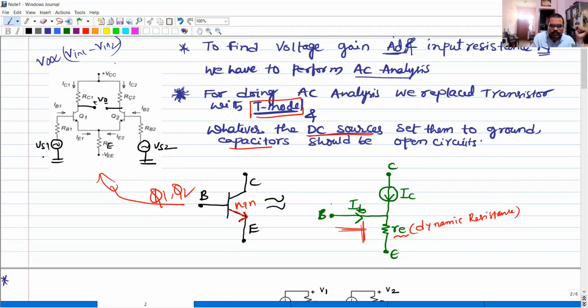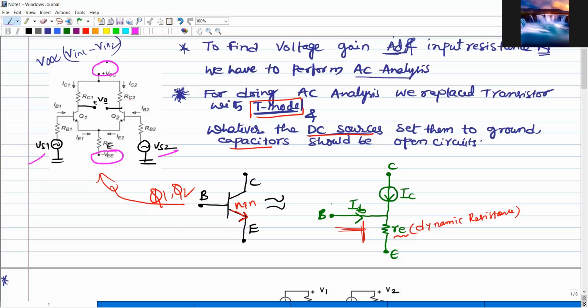Here, DC voltage sources? No DC voltage. Tell me where the AC voltage is? VS1, VS2. The DC voltage sources are plus VCC and minus VEE. Yes or no? Here it consists of two DC voltage sources. Are there any capacitors? No, sir. No capacitors, right? So here in this figure, having two DC voltage sources, I want to make those DC voltage sources to ground.